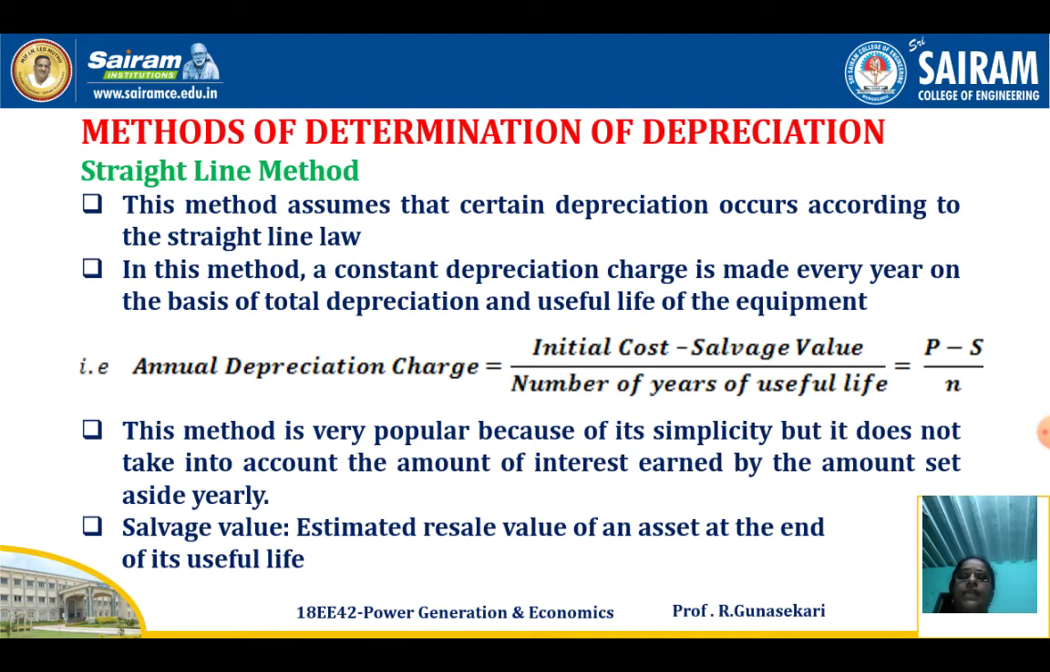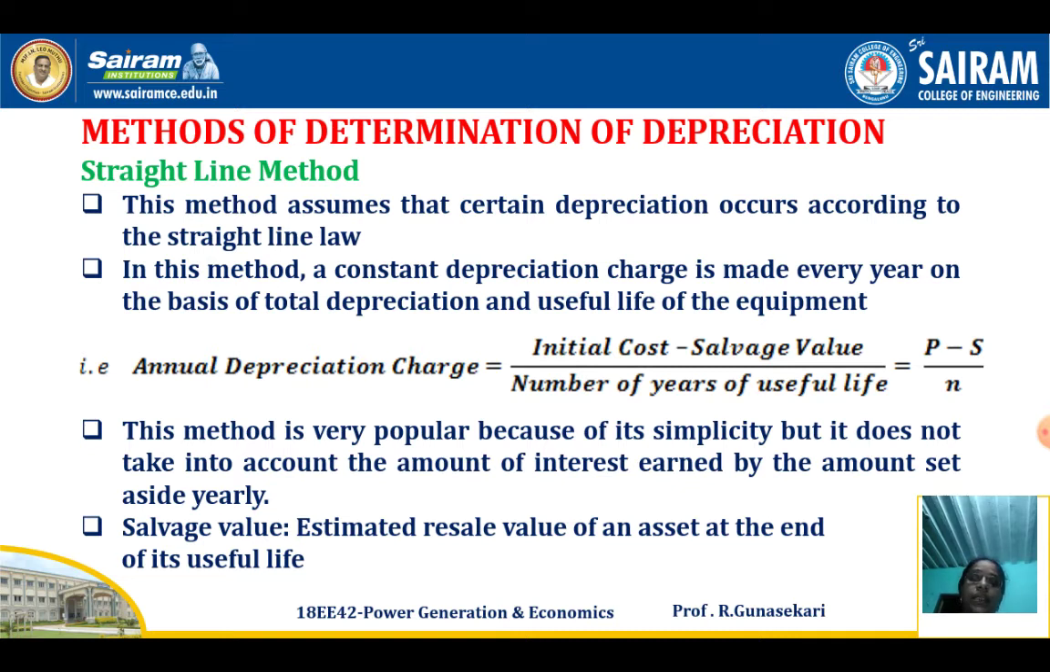Now we study each and every method in detail. First one is the straight line method. This method assumes that certain depreciation occurs according to the straight line value. In this method, a constant depreciation charge is made every year on the basis of total depreciation and useful life of the equipment.